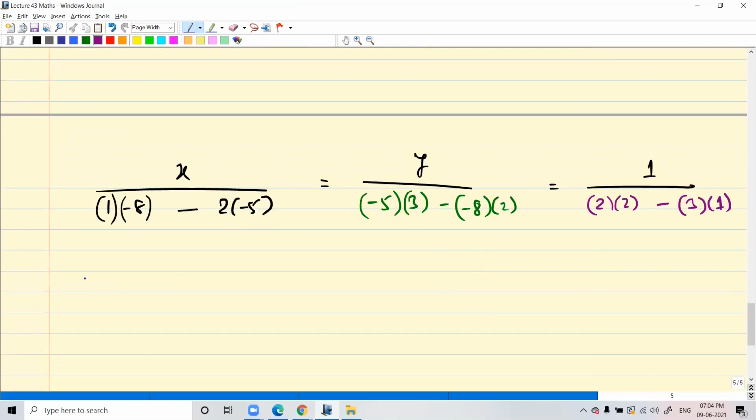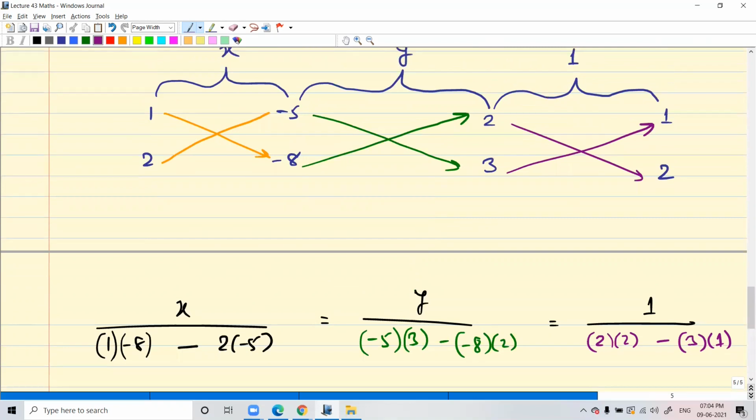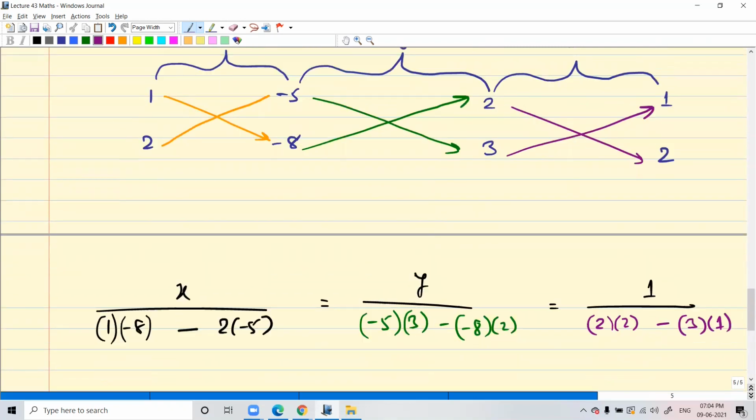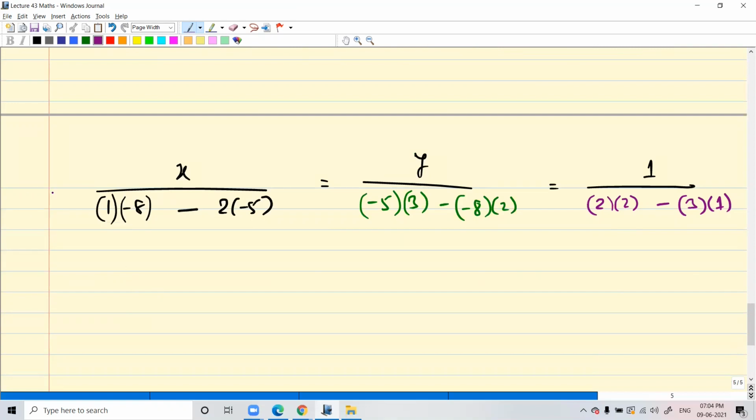Everyone with me so far? Understood how those numbers came over here? Yes, sir. Cross multiply. Medula, you understood this? Yes, sir. Pragati? Yes, sir. Okay, so now let's simplify it.